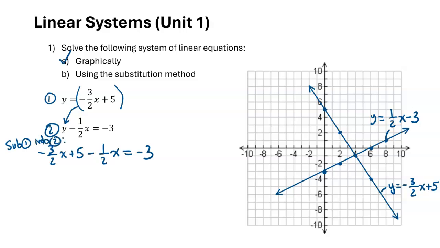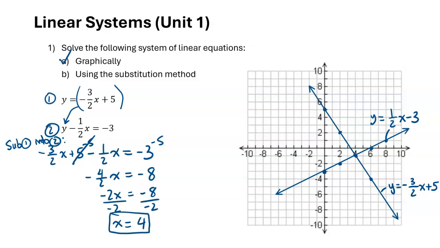And now what we want to do is get the like terms together. So we want the 5 and the -3 together. We're going to get that together by subtracting 5 from both sides. It's going to cancel off the left side. And then we want the x terms together. -3/2 minus 1/2 is -4/2. And then -4/2 is just -2. So we get -2x equals -8. And we divide by the coefficient, which is -2. That cancels out, giving us x equals 4.